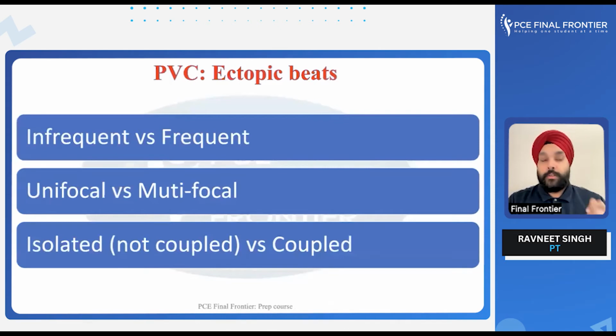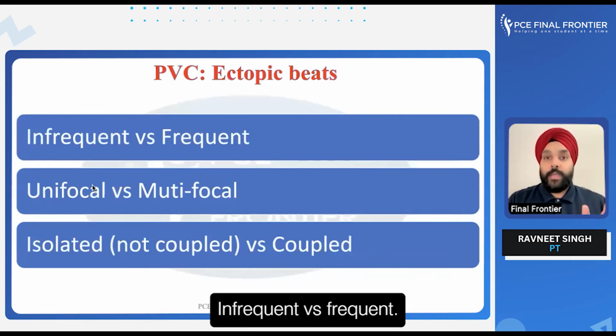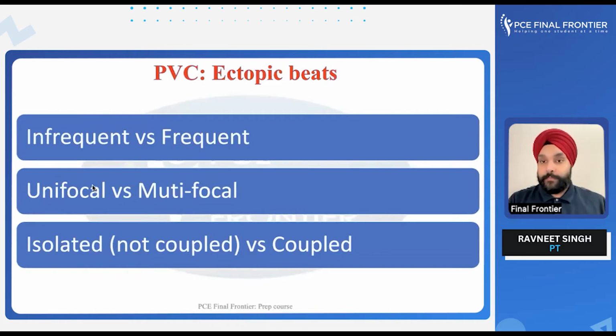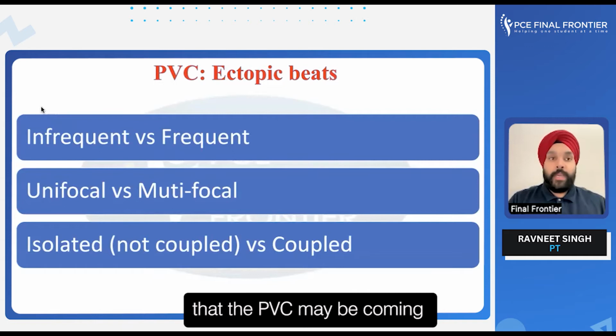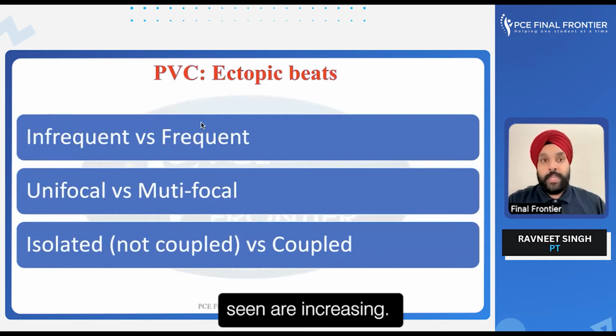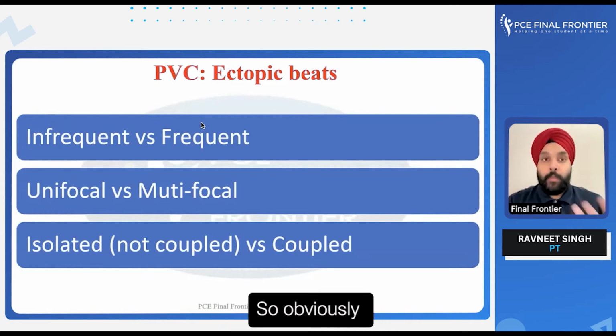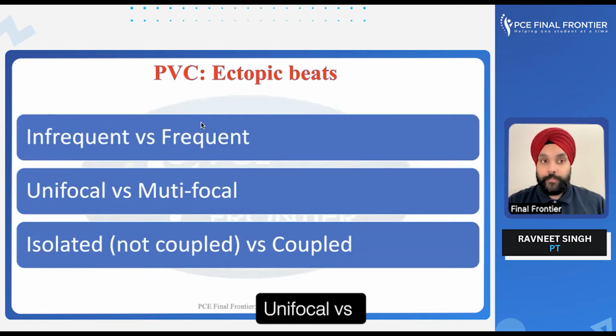All right. The types of PVCs. Infrequent versus frequent. Infrequent means that the PVC may be coming once in a day, twice in a day, 5 times in a day, doesn't matter. But frequent means the number of times PVCs are seen are increasing. Obviously, the frequent PVCs are something that needs to be taken care of.